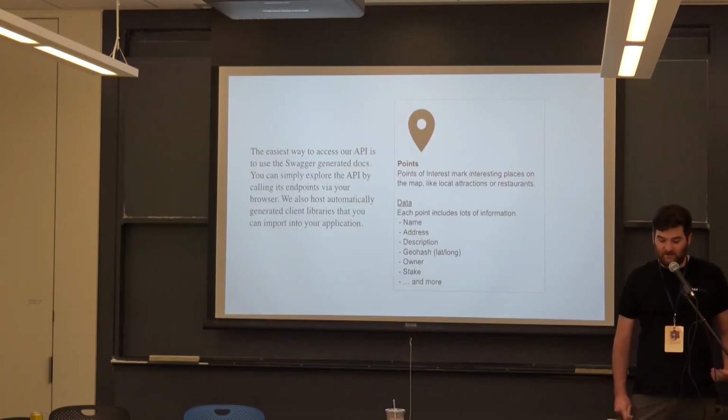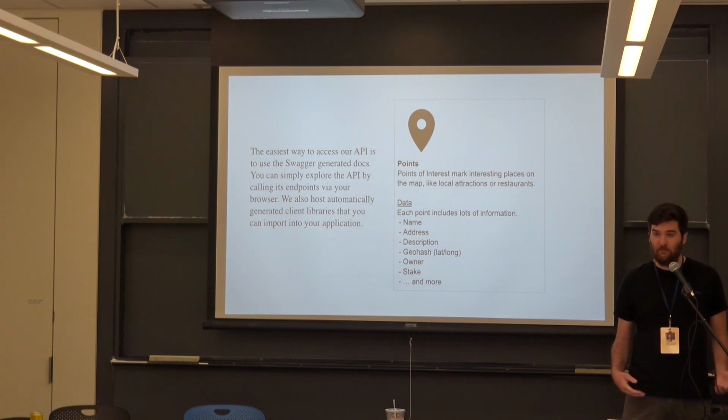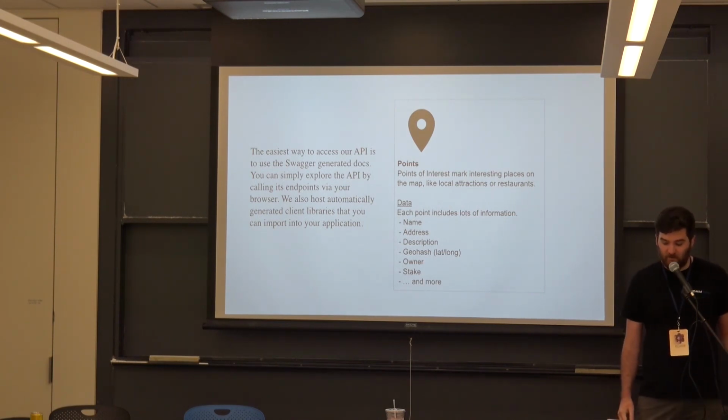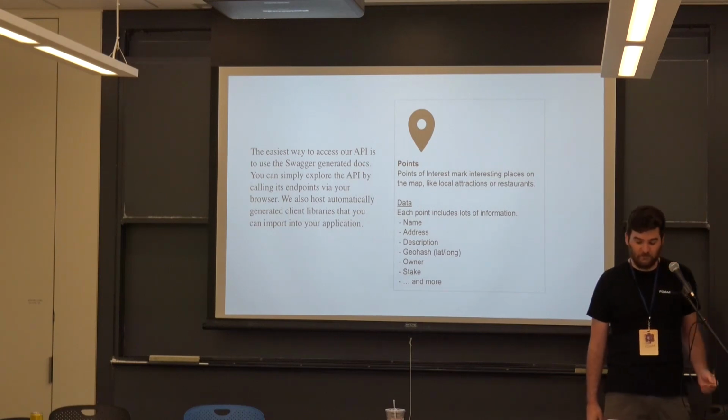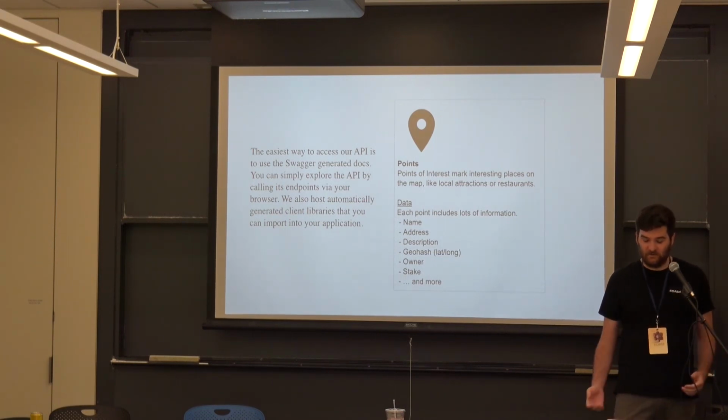So the easiest way to access our API is that you can use Swagger-generated docs on this developer portal, and you can simply explore the API by calling the endpoints in the browser. We also host automatically generated client libraries that you can import into your own application. So as I explained with the TCR, the primary thing being developed are these points of interest that mark interesting places like attractions or restaurants.